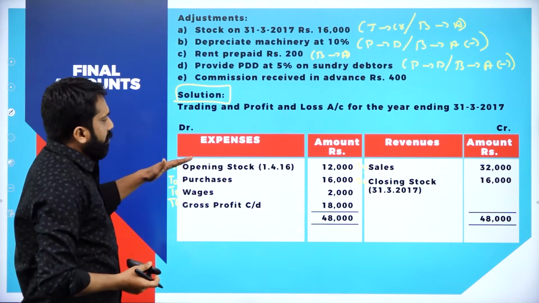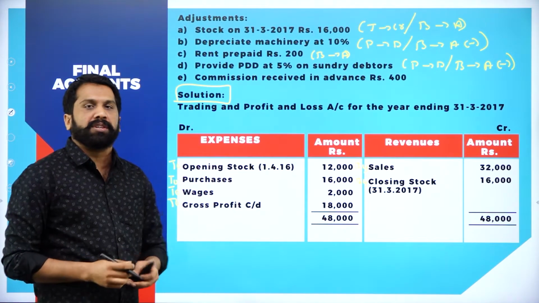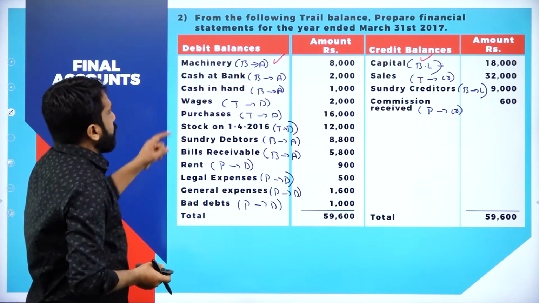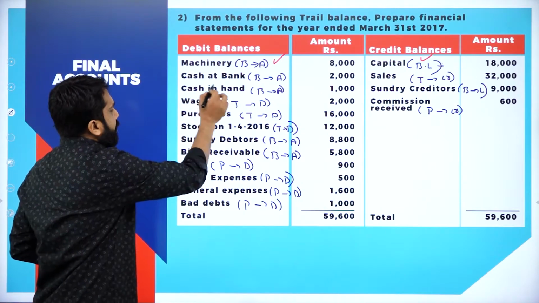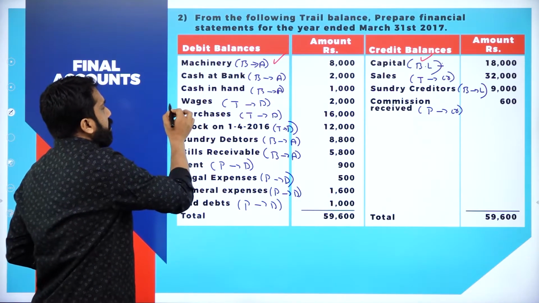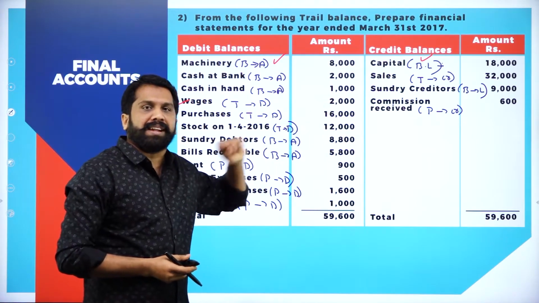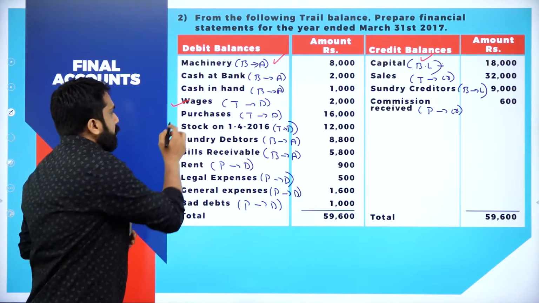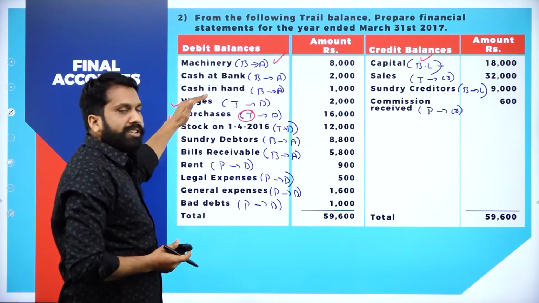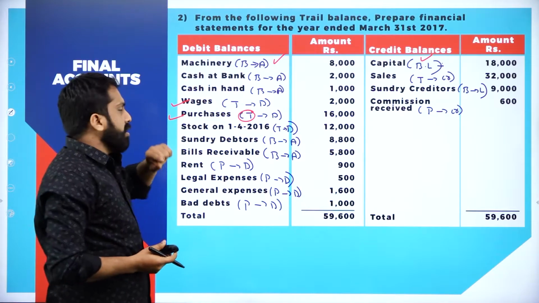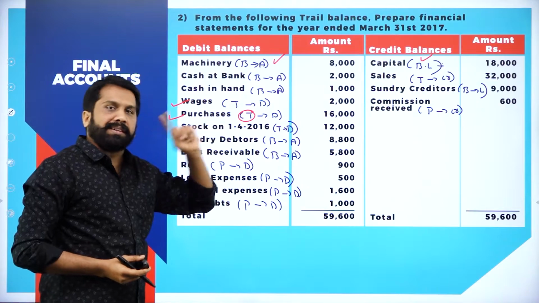Now, what are the trading items we mentioned in the question? I'll go back to your question. Now, is there any trading item? We'll check. Machinery? No. Cash at bank? No. Cash in hand? You have wages. Wages rupees 2000, trading item. First one, purchases. See, trading. So we have wages, we have purchases. If these two are in debit side, it means in trading account also debit side.